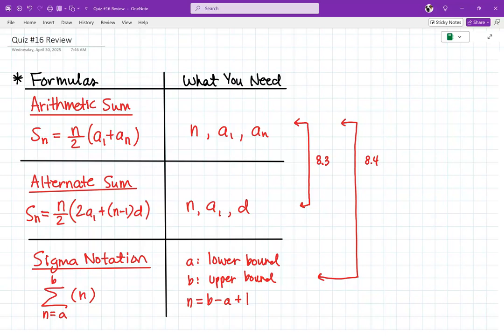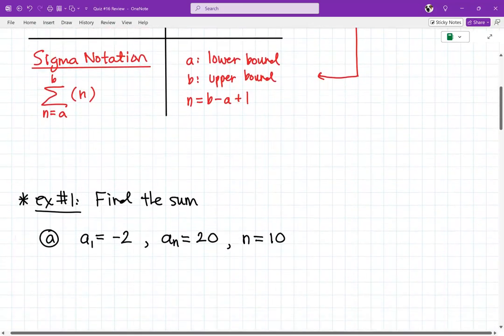And the last one, sigma notation. Remember the sigma notation, that E basically means to find the sum, to add, right? On sigma notation, there is a lower bound, that a value, that lower number is important to us. The upper bound, the b value, that's usually the bigger number, is important as well. And then there's going to be your number of terms, the n value. To find your n, it'll be b minus a plus 1. It's a little formula that we did yesterday. So those are the things you need to do the work in this section, or this quiz.